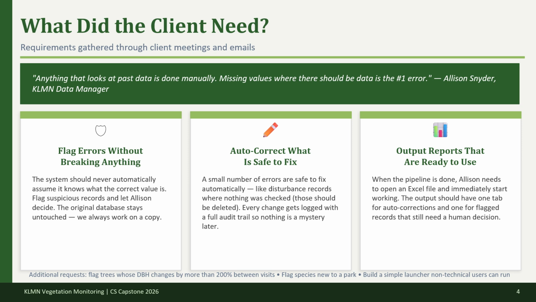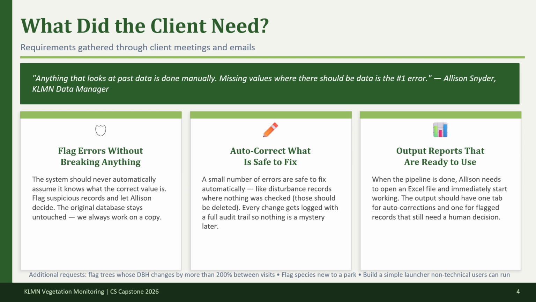If we could automate even some of those historical comparisons, that alone would save significant time. But the most important thing they told us early on was that the system should never just assume it knows the right answer and change data on its own. Flag the weird things, let Allison decide. The original database should always stay safe. However, once human in the loop was established and the specific error was deemed changeable, then the system should be capable of changing it on the copy and of logging its changes.